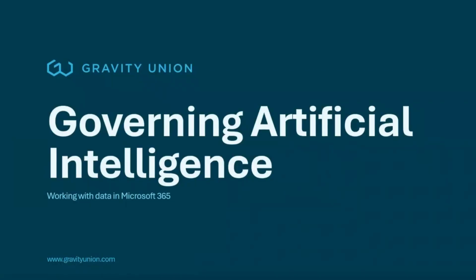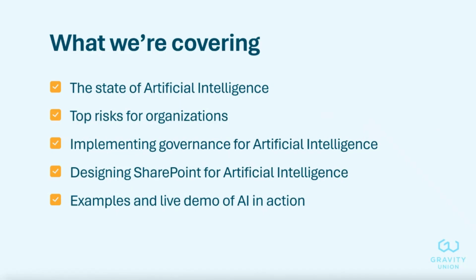Our topic is all about governing artificial intelligence with a focus on working with data and content that's in Microsoft 365. We have a few topics that we'll go through today. We'll start by looking across the AI landscape, giving a quick overview, and talking a little bit about risks that organizations face with this new technology. And then we'll get into the main part of this webinar, which is all about implementing governance, and specifically also with a focus on designing SharePoint and SharePoint content for artificial intelligence. Jeff has some examples and live demos, so we'll get to see some of this in action as well.